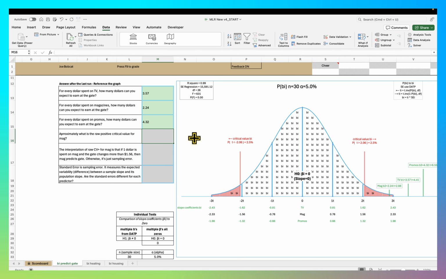Approximately, what is the raw positive critical value for magazine? So let's look at magazine. Magazine is here. So these are the raw values for each: TV, magazine, promos. So magazine, the positive raw critical value is about 1.56. It's the value that corresponds to 2t. It's actually 2.06t, but close enough. So that's going to be the 1.56.